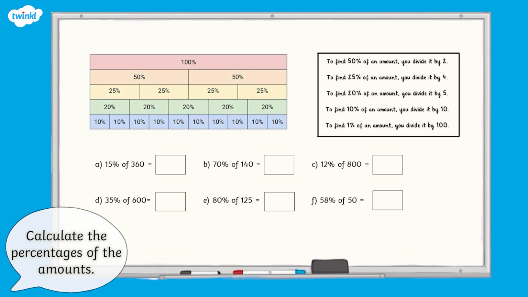Now it's your turn. Use the steps which we have already gone through to calculate the percentages of amounts. Pause here and then come back to check your answers. Here are the answers. How did you get on?